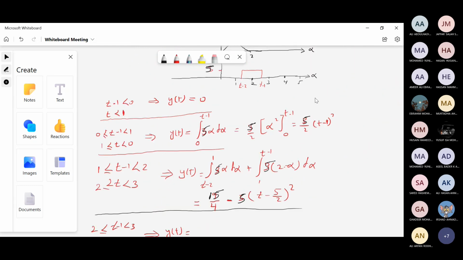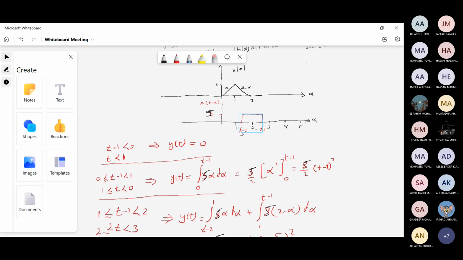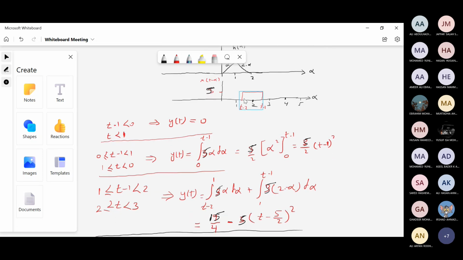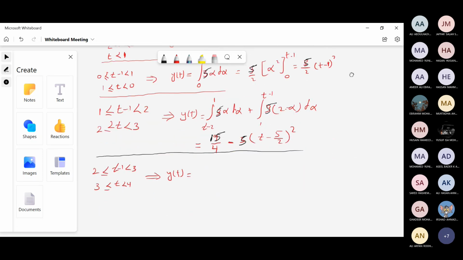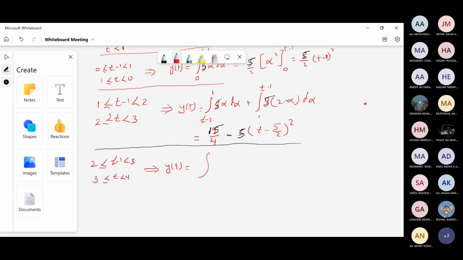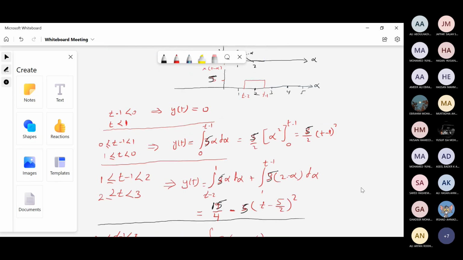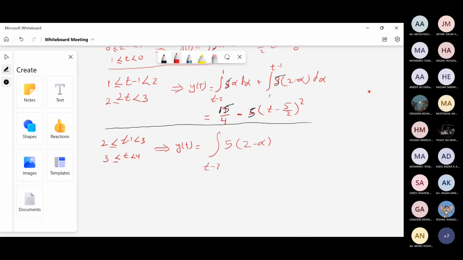Notice now the integration. So anything less than t minus 2 is multiplied by 0, and anything above 2, again multiplied by 0. So then we have only this part from t minus 2 to 2. This is equal to 5, and this one is equal to 2 minus alpha. So then it is the integration of 5 multiplied by 2 minus alpha, from t minus 2 to 2, d alpha.